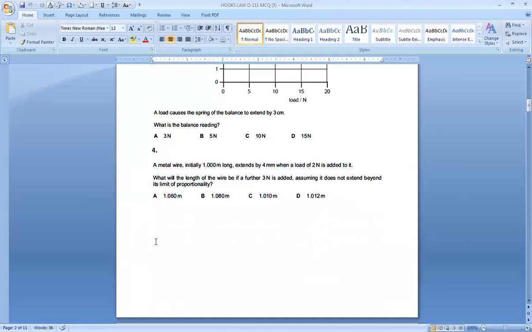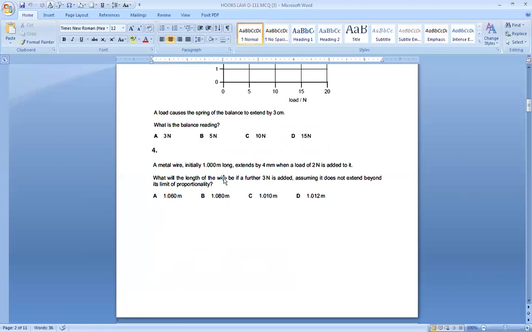Number 4 is a bit complicated. A metal wire initially 100 meter long extends by 4 millimeter. There is a load of 2 Newton. बेटा 2 न्यूटन लोड के लिए एक्सटेंशन 4 मिलीमीटर है. So we will make a comparison. आप कॉपी पेंसिल अगर आपके पास हो तो आप लिखेंगे 2 न्यूटन के सामने 4 millimeter.